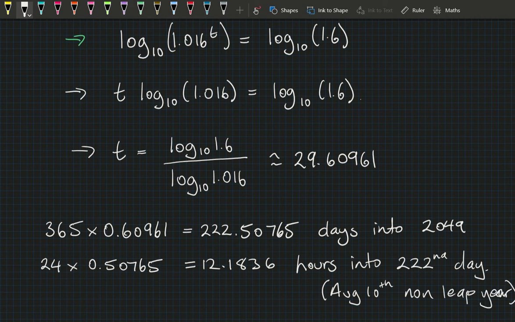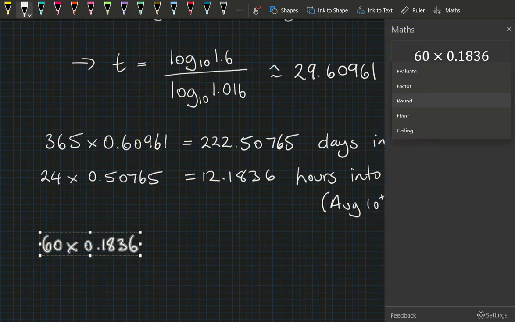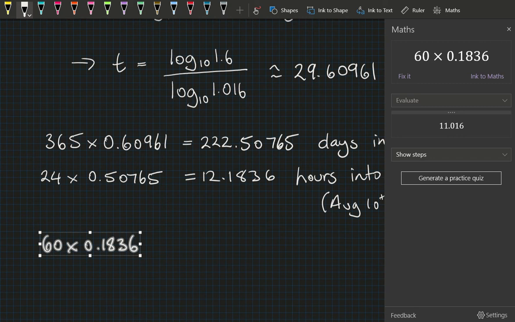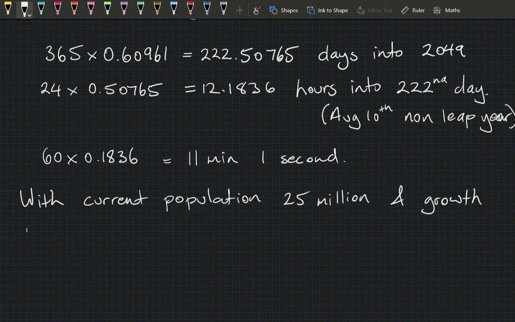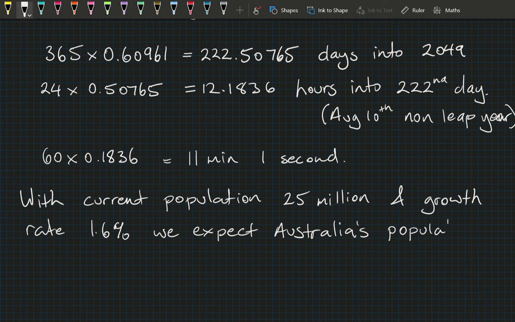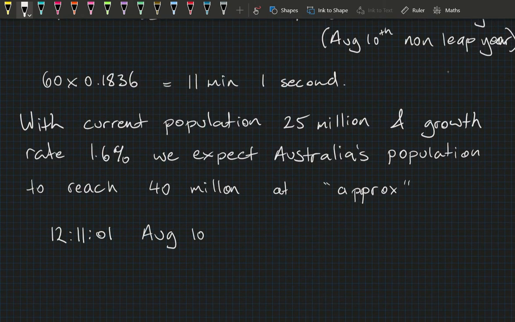And seeing that there's 60 minutes in an hour, 60 times 0.1836 is 11.016 minutes. And 0.016 would be about 1 second. So we'll say it's 11 minutes and 1 second into the 12th hour. So based on our current growth rate, with a current population of 25 million, we expect Australia's population to reach 40 million at approximately 12:11 and 1 second PM on August the 10th, 2049. Is that accurate enough for you?